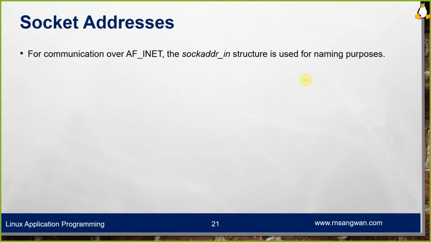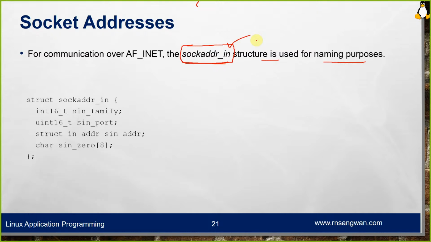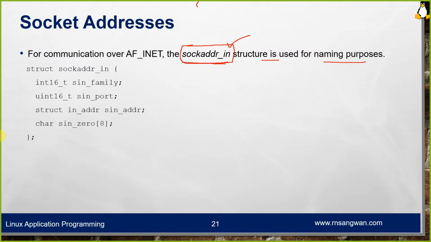Socket addresses. For communication over AF_INET, that is the internet IP address, the sockaddr_in structure is used for naming purposes. You notice that while we created the variable identifiers in the first section just below main, we used this structure, sockaddr_in. We need to understand what this structure is and what all its components are. This is the actual structure, sockaddr_in, the internet socket address.